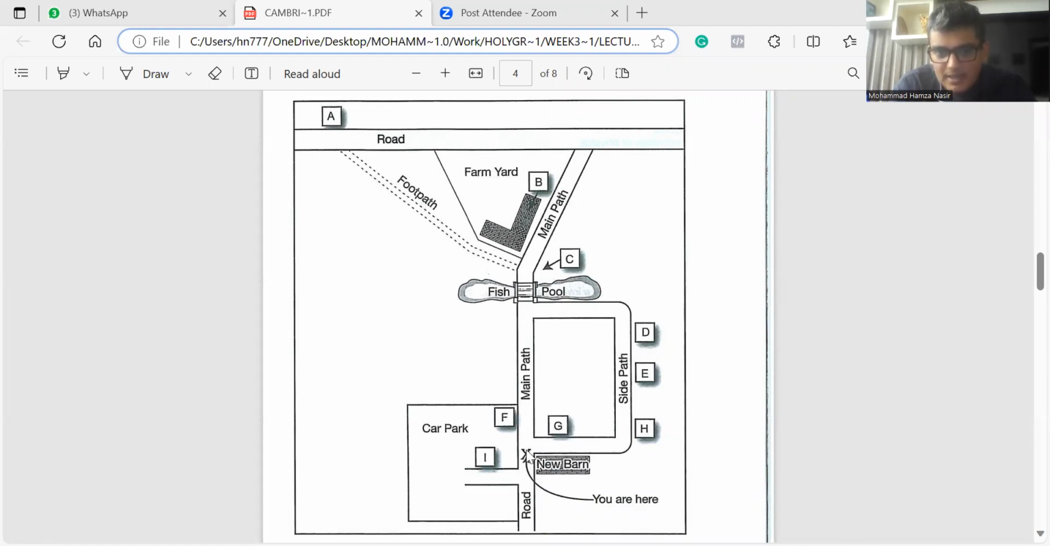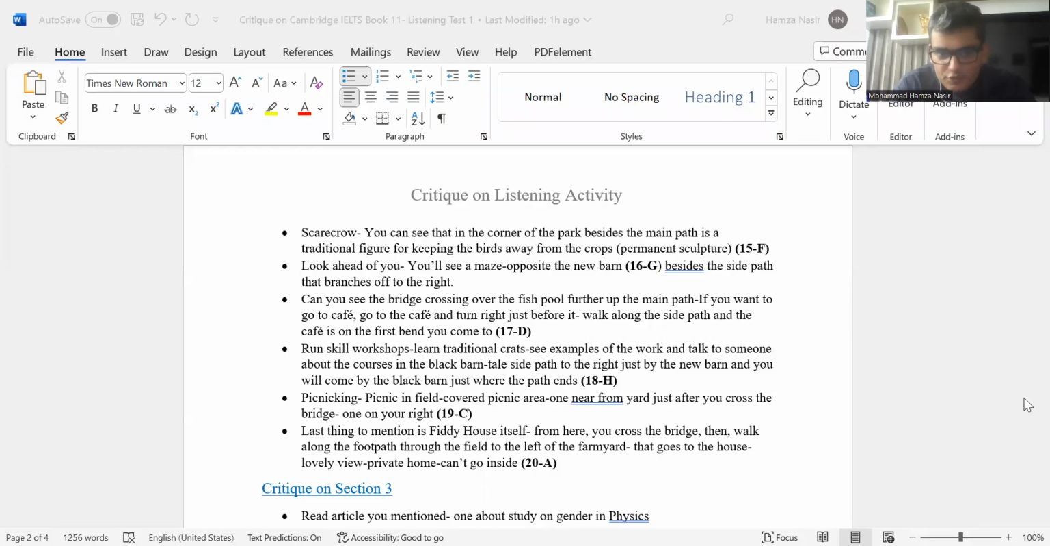This was the main path. And from here, we've got a side path that is branching to the right. So we are going in this direction, and we find that along the side path, right on the opposite side of the new barn is our what? Is our maze. Okay. So once you are aware, fellas, of your coordinates, north, south, east, west, right, left, and all that, and once you know the starting point, and once you listen carefully to what the instruction is saying, a map should be fairly simple, you know. So the answer for 16 is going to be G for George.